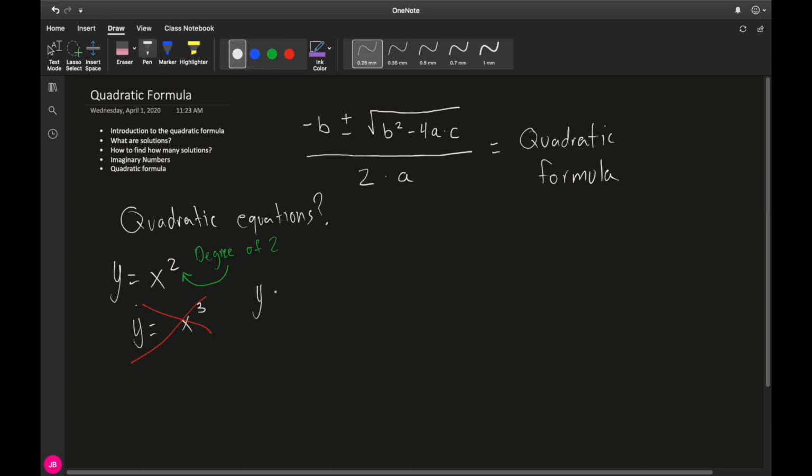However, something like y is equal to x squared plus 2x minus 1 is a quadratic equation because of the degree. And just a quick reminder that this does not have to be in order, right? This is the standard form of a quadratic equation, but if you have it out of order, the degree is still 2. It's always just the highest exponent. Okay? Now, like I said, the quadratic formula is useful for finding solutions.